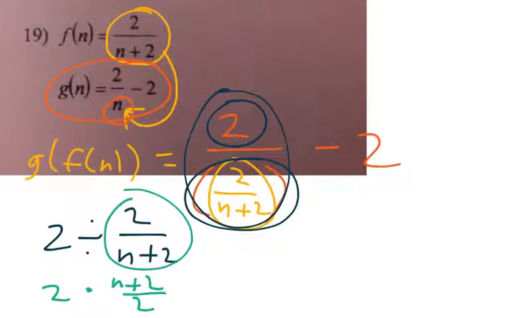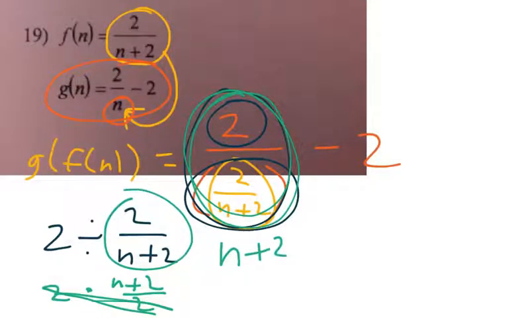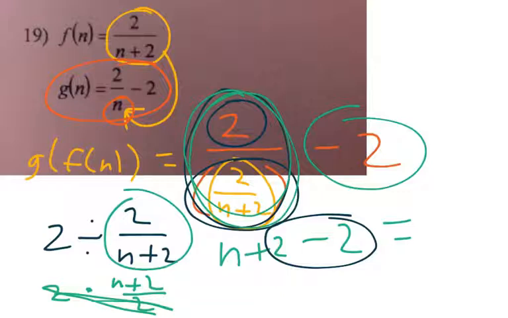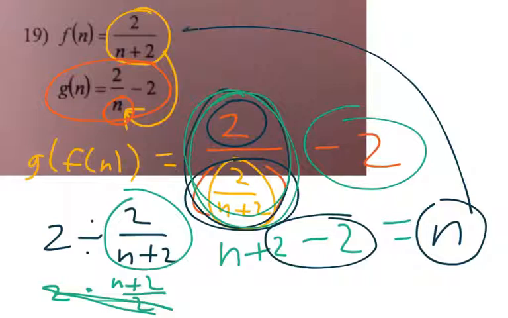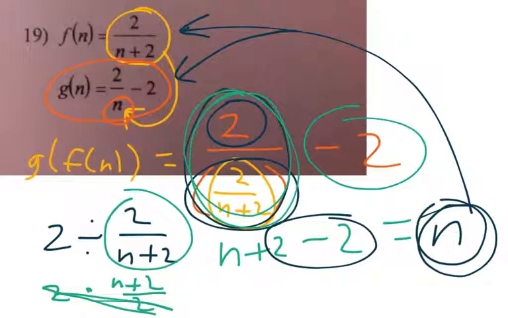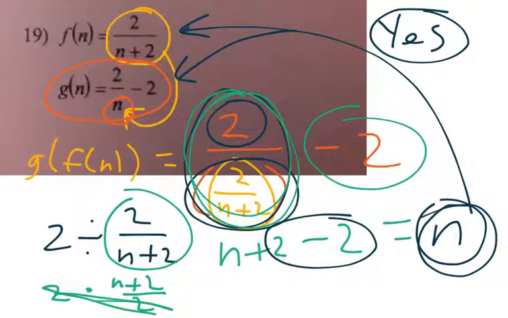And so what happens is 2 divided by 2 is 1. And so this whole mess, follow the green, becomes simply just n plus 2. And we still have a minus 2 at the end. And 2 minus 2 is 0. So we just simply have n. And so therefore, what did we do? We took one function, put it inside the other, and we got just the variable n. Therefore, we know, yes, they are inverses of each other. So pause the video.